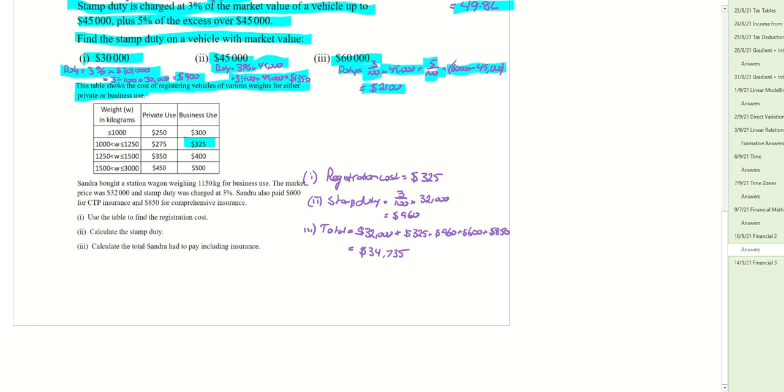The market price was $32,000 and stamp duty was charged at 3%. Sandra also paid $600 for compulsory third-party insurance and $850 for comprehensive insurance. So the first question, use the table to find the registration cost. We've done that. Registration cost $325.